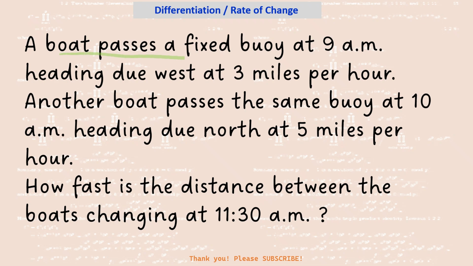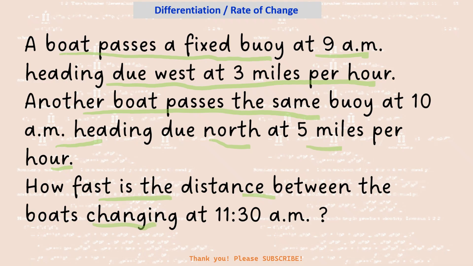A boat passes a fixed buoy at 9 a.m. heading due west at 3 miles per hour. Another boat passes the same buoy at 10 a.m. heading due north at 5 miles per hour. How fast is the distance between the boats changing at 11:30 a.m.?